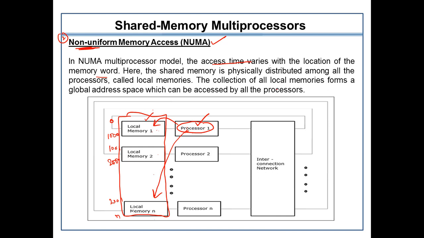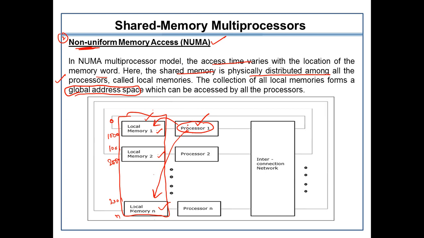Okay, so that is why a global address space is always allocated in this particular kind of machine. So why have we provided local memories to these processors? Just to ease the task, just to remove the congestion problems. So that is why we have provided it. The shared memory is physically distributed among the processors.